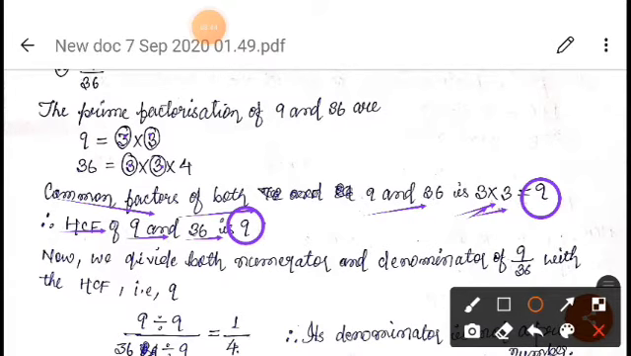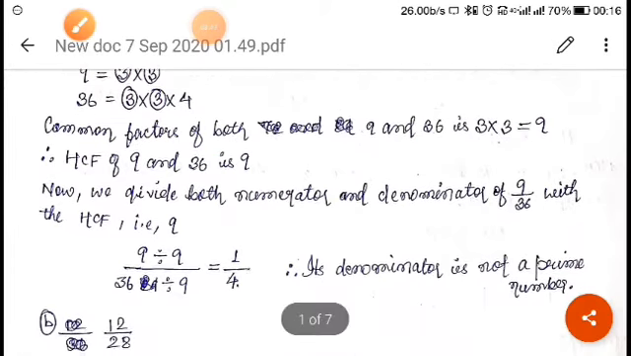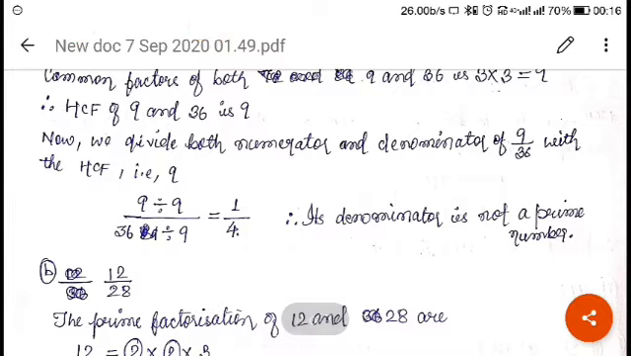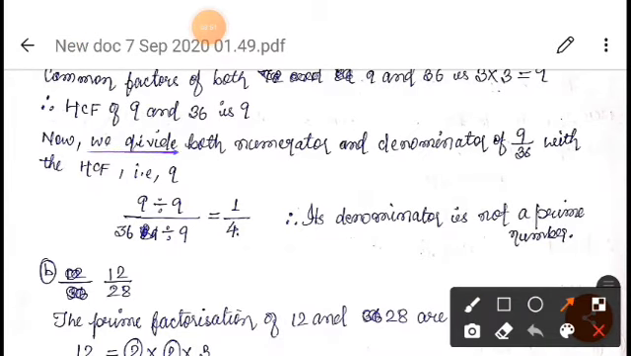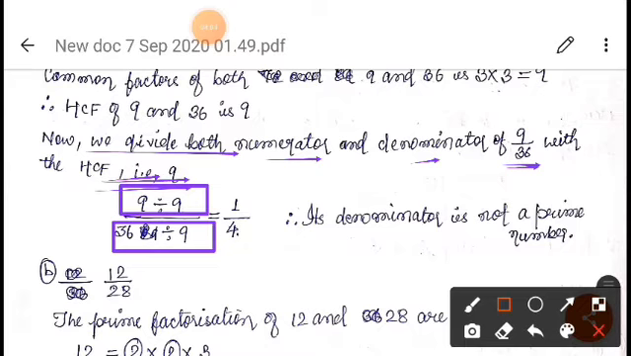After finding this, we have to divide both the numerator and denominator of 9 by 36 with the HCF. The HCF we have got is 9, right? So we will divide. As you can see here, we have done a division: 9 divided by 9 and 36 divided by 9. When you divide 9 by 9, it becomes 1, and when you divide 36 by 9, you get 4.